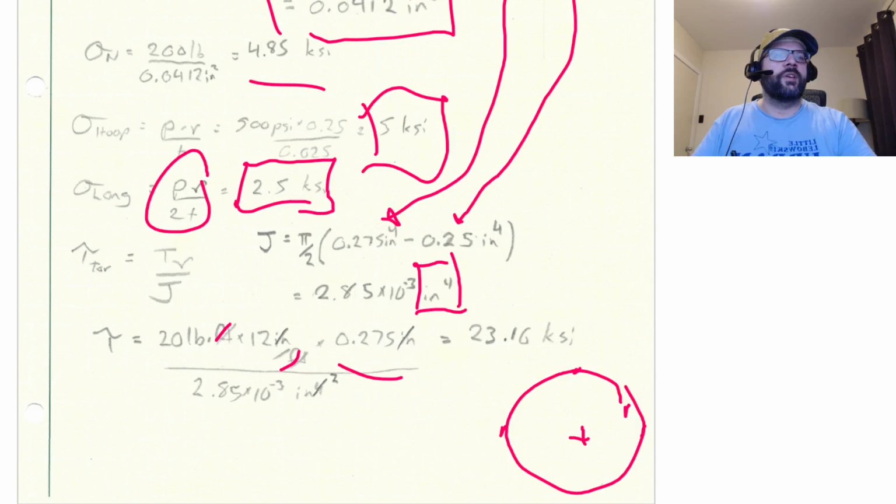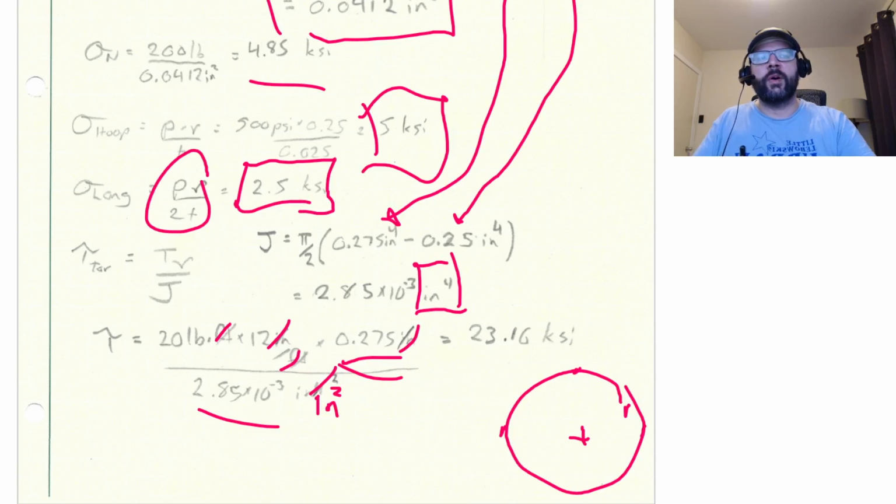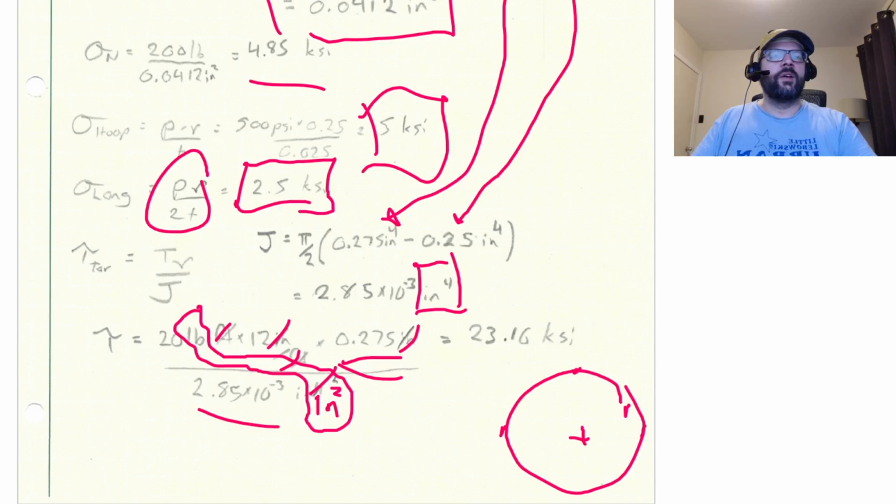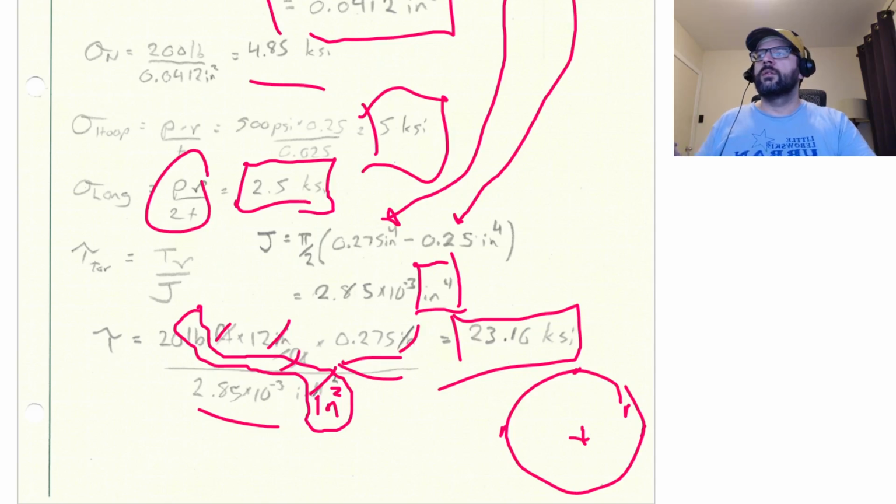So anyways, that's 0.275 inches, and then divide that by our J, and then we'll cancel out units. So this inch cancels out 2 of these inches, leaving us with inches squared on the bottom there. And so what we're left with is in units of pounds per inches squared. So plug this in, you're going to get a reasonably large number. So I converted it to ksi, so that's 23.16 ksi. So a fair amount there. So that's the shear stress.